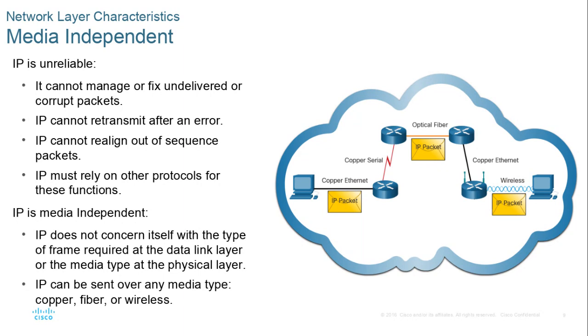So IP is kind of like that. IP doesn't have any positive acknowledgement and retransmission features. He depends entirely upon the transport layer to do that. So IP must rely on other protocols for these functions. He relies upon the transport layer, TCP. And it's media independent. So in the case of this example diagram, we have some copper, we have some fiber optic cable, we have some Wi-Fi type wireless.